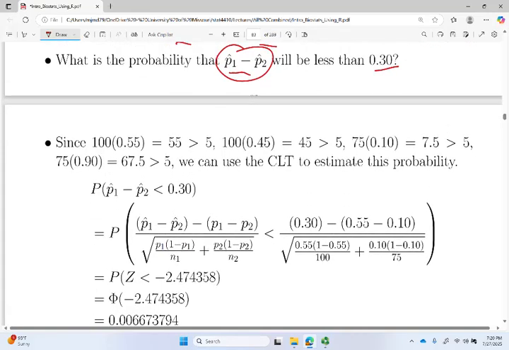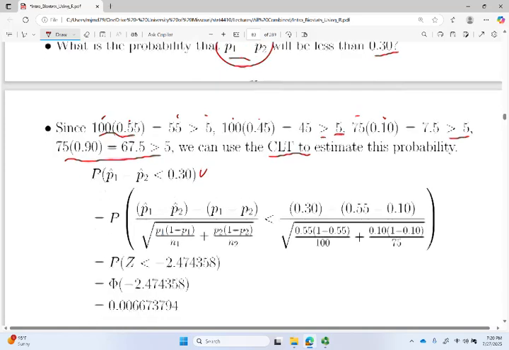Now, first of all, for a normal approximation to the difference of sample proportions, are the sample sizes large enough? So we look at these quantities. So this is N1 P1, and it's greater than 5. N1 times 1 minus P1, greater than 5. And then we check all these conditions. And since all are greater than 5, then we can use the central limit theorem to estimate this probability. So this is the probability of interest, that the difference in sample proportions is less than 0.3.